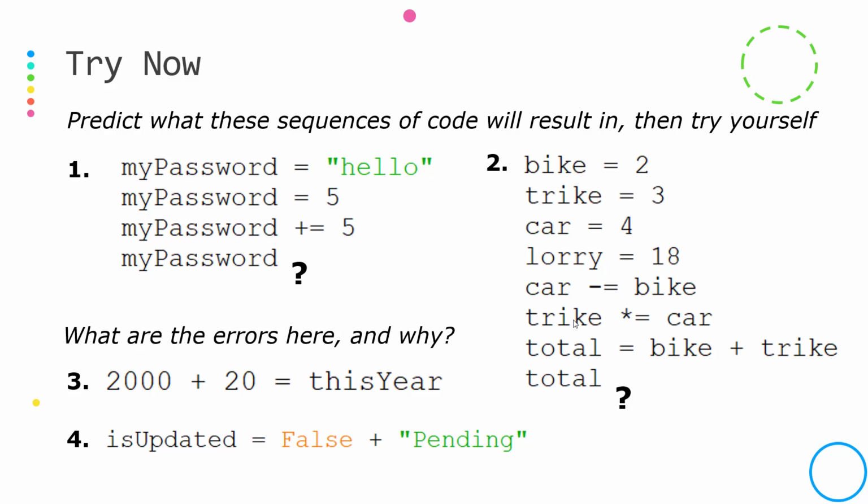So trace it through and see where the assignments are changing, and then try it yourself to see if you were correct. And for 3 and 4, have a look at these two lines and see if you can figure out what the errors are and why the errors would occur.